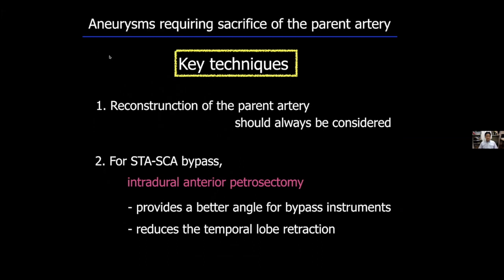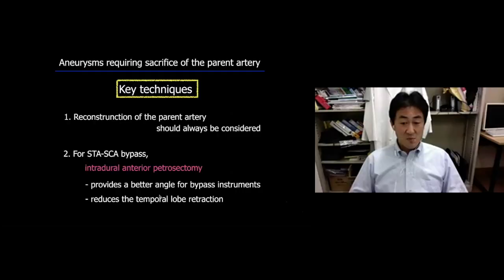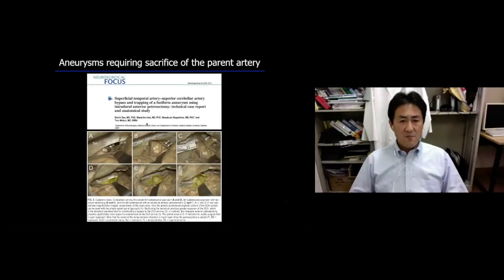So for aneurysms requiring sacrifice of the parent artery, I think reconstruction of the parent artery should always be considered. For STA-SCA bypass, I think intradural anterior petrosectomy provides a better angle for bypass instruments and also mitigates temporal lobe retraction. We reported this case in the Journal of Neurosurgical Focus, and we showed the significant increase of the working space here.